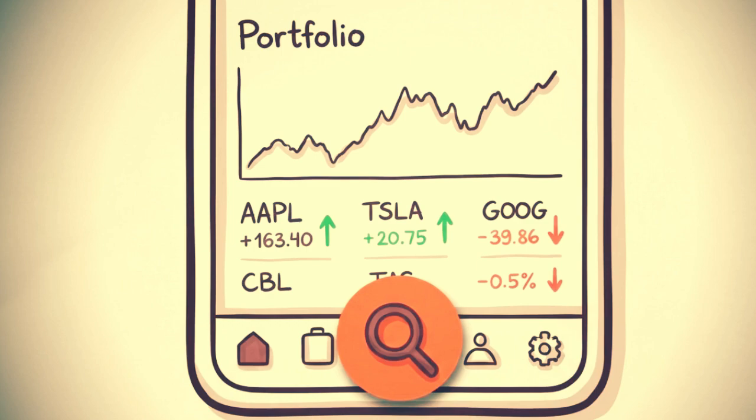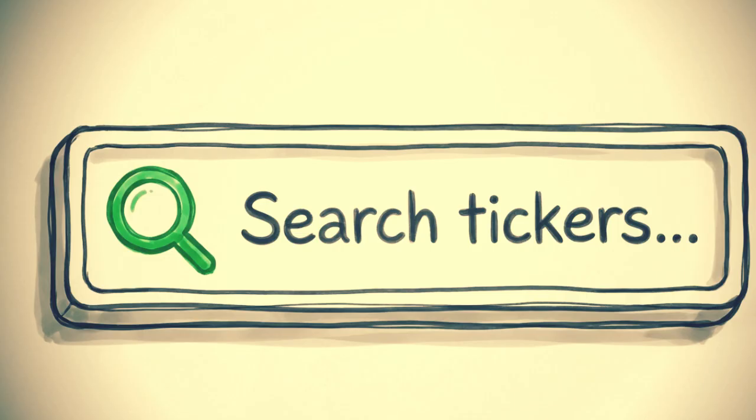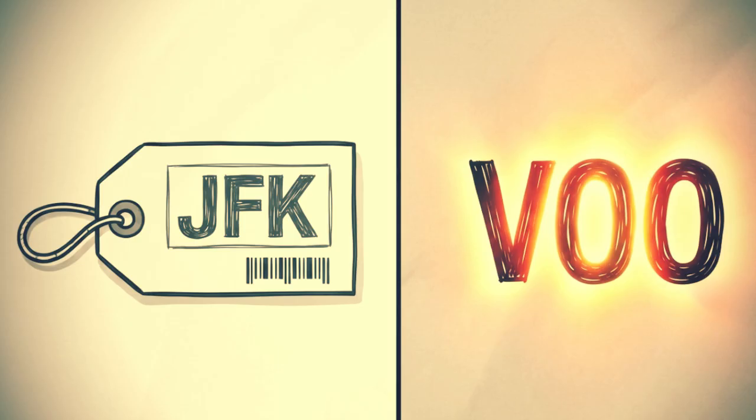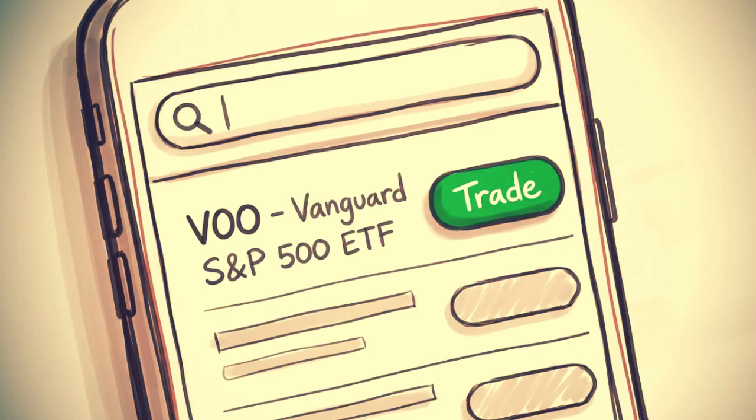Look down at the bottom menu and tap the search icon. In the search bar, we are looking for a specific fund, the Vanguard S&P 500 ETF. Every tradable asset has a ticker symbol. You can think of this exactly like an airport code. Just as JFK routes your luggage to New York, the ticker symbol VOO routes your money directly to the Vanguard fund. Select VOO from the results list and then tap the Trade button to bring up the order screen.